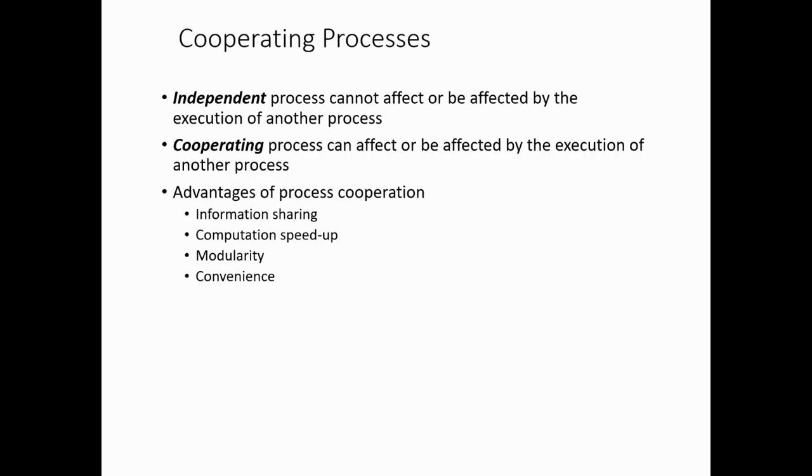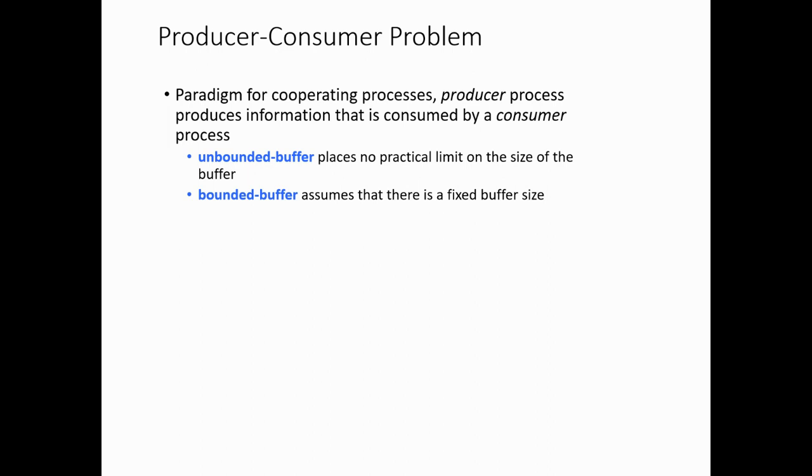Let's talk about the cooperating process. So far, I have said that independent processes do not get affected by each other, because they do not depend upon the execution of other processes, but a cooperating process gets affected by the execution of other processes. And we also talked about the advantages of inter-process communication, the advantages of process cooperation.